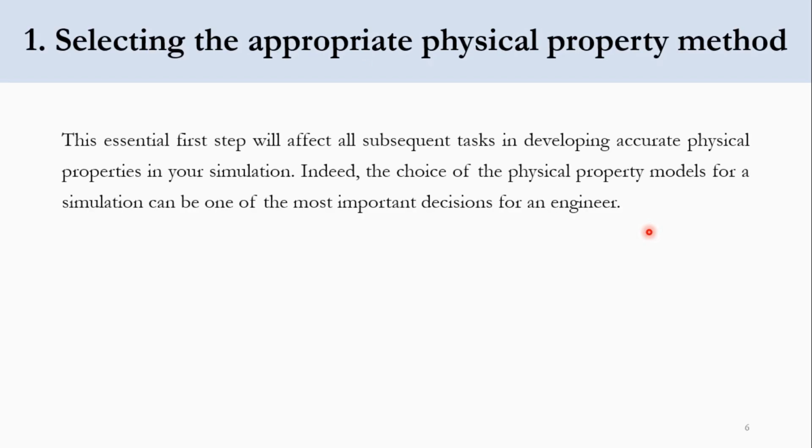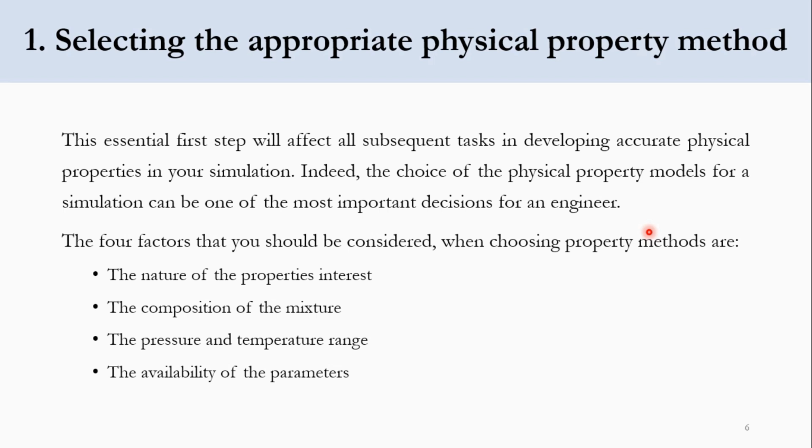So how to select? There are four important things which we need to consider. Number one is the nature of properties, then the composition of the mixture, the temperature and pressure range, and the availability of parameters. This again shows that property packages are very important when we talk about simulation, which I have already described to you. So we will go through these four one by one.